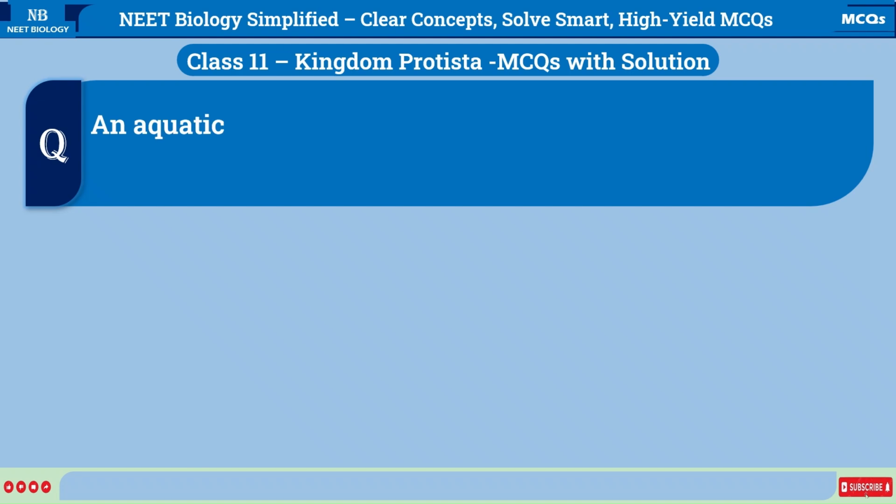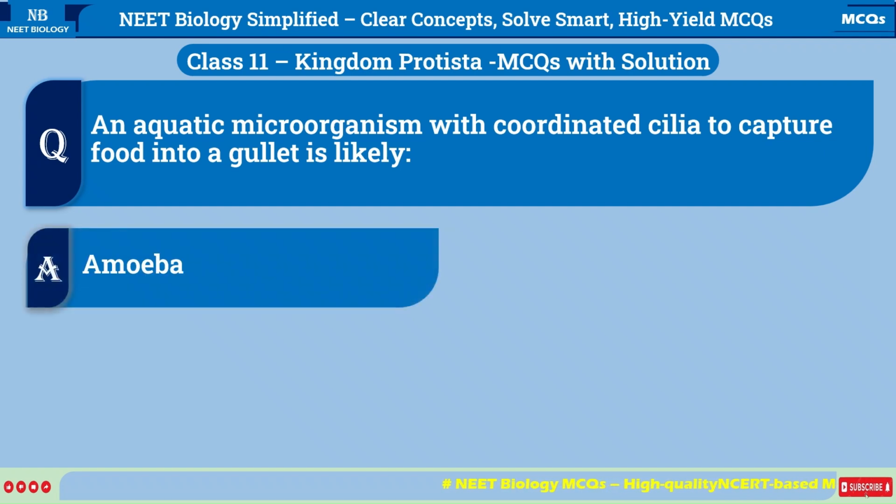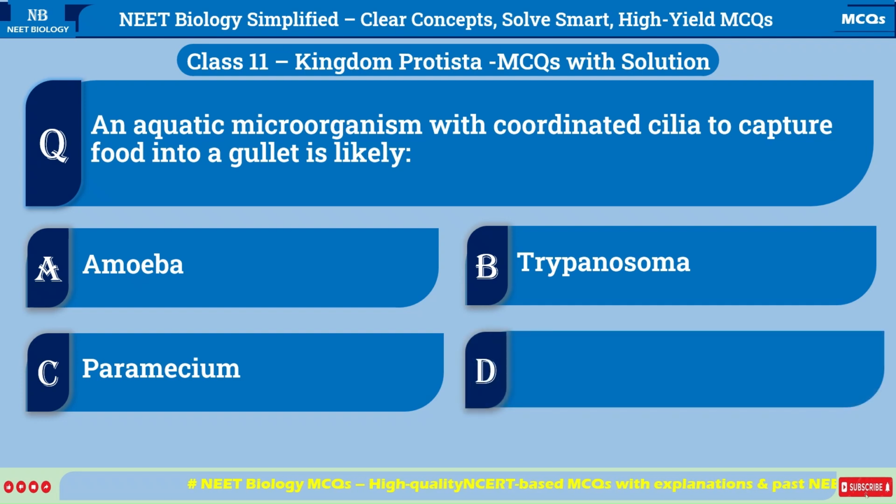An aquatic microorganism with coordinated cilia to capture food into a gullet is likely A. Amoeba, B. Trypanosoma, C. Paramecium, D. Euglena.